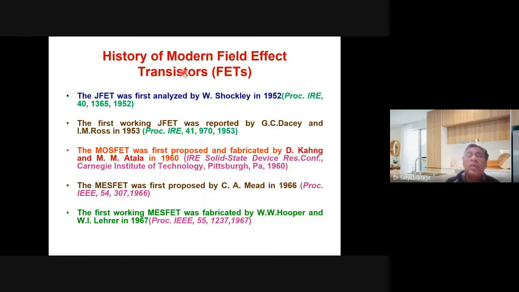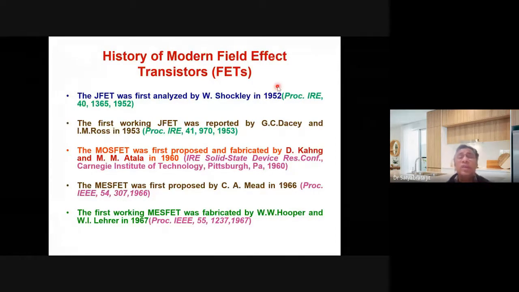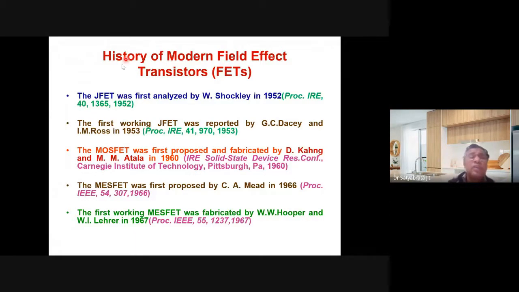Now, a little bit about the field effect transistors. The JFET, as you have already mentioned, was proposed by Lilienfeld and Oscar Heil, but that was never realized. Based on the theoretical analysis, Shockley analyzed the working principle of the JFET in 1952. So these are the paper details. And the first working JFET was reported by Dacey and Ross in 1953, experimentally fabricated.